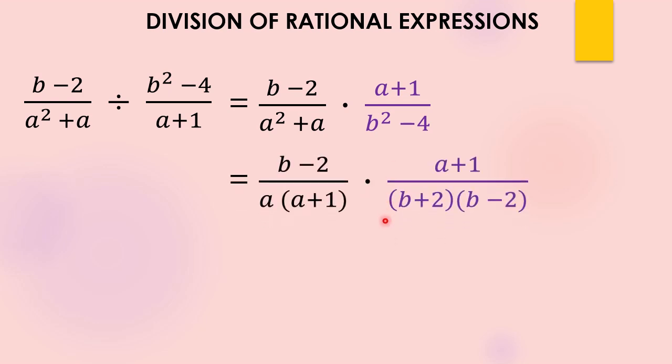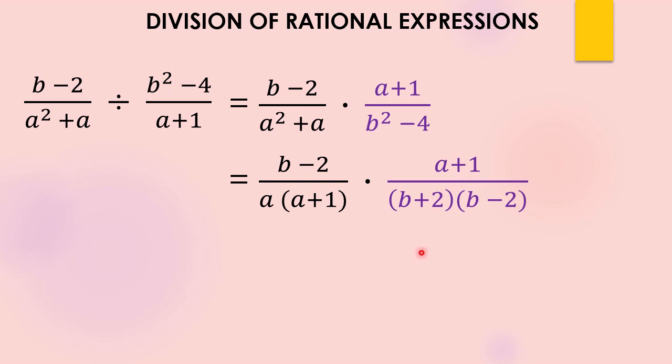Okay, so here the next step is you can simplify b squared minus 4 by getting the factors of this one. So this is a difference of two squares. So b squared minus 4, the factors are b plus 2 and b minus 2. And then we simplify a squared plus a. We can simplify this one by removing the common factor. So it will be a times a plus 1. And then we just leave b minus 2 and a plus 1.